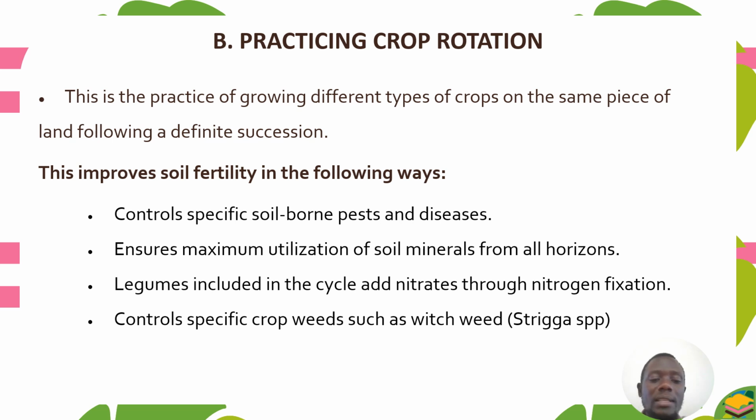The other point is including legumes. If legumes are included in the rotation, they fix nitrogen in the soil. So if you add legumes, it means you are also fixing nitrogen to the soil. It also helps to control specific crop weeds such as witchweed. So crop rotation also helps to control specific weeds such as witchweed.